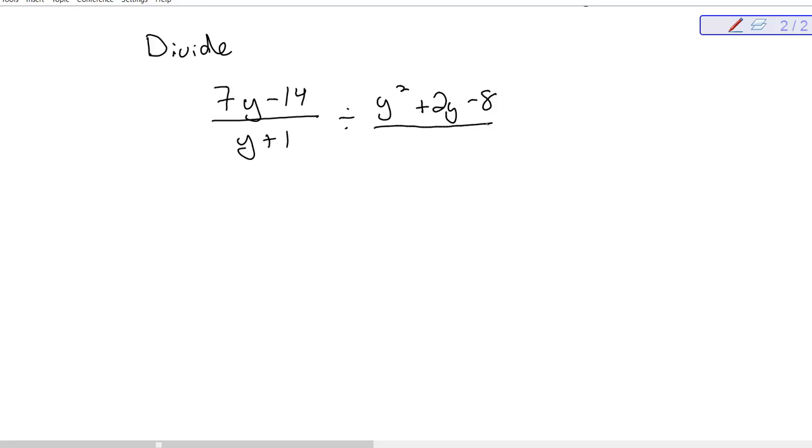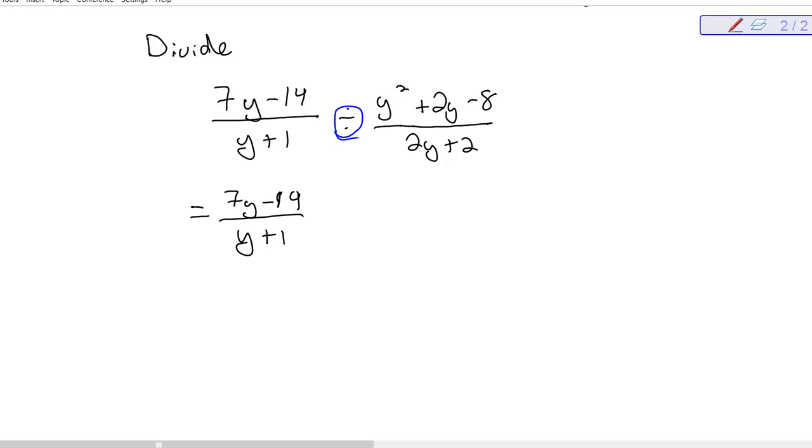So if we want to divide 7y minus 14 over y plus 1 divided by y squared plus 2y minus 8 over 2y plus 2. Okay? The very first step that we're going to do is keep the first fraction the exact same, 7y minus 14 divided by y plus 1.